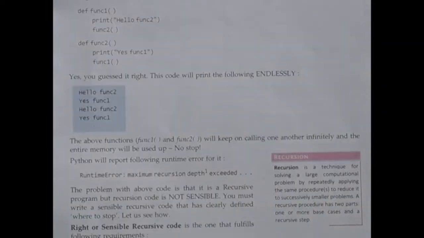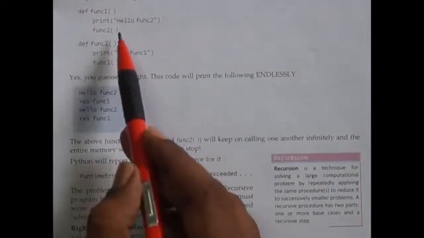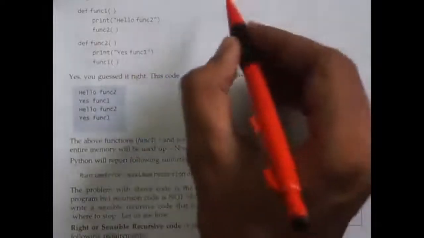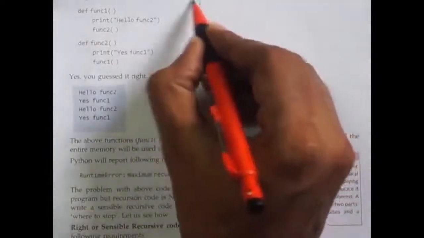So good morning students, it's a computer science class. Take lesson number 6, recursion. Come to page number 203. So what is this? This is the best example for indirect recursive function.